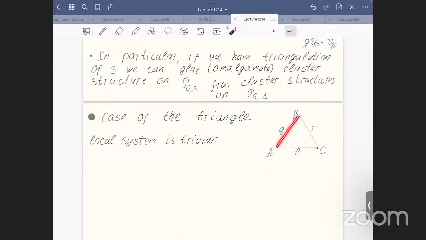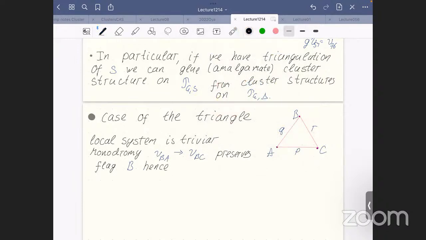But still, if we have some bases here and bases here, we can have a monodromy in this direction, from, say, V_BA to V_BC. And this monodromy preserves flag B. Hence, it belongs to some Borel subgroup.